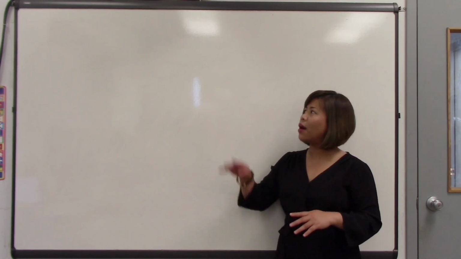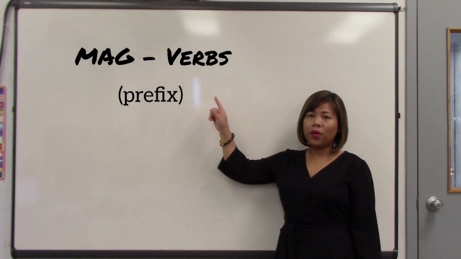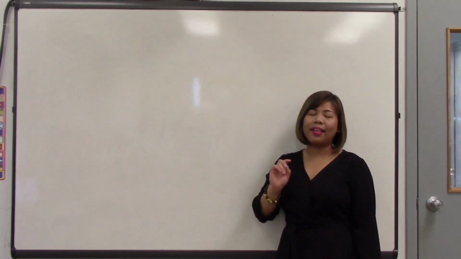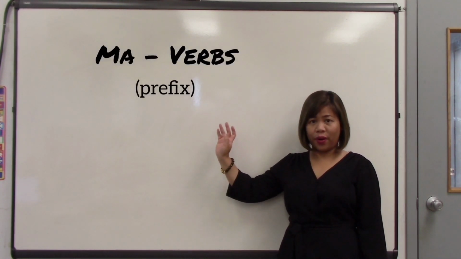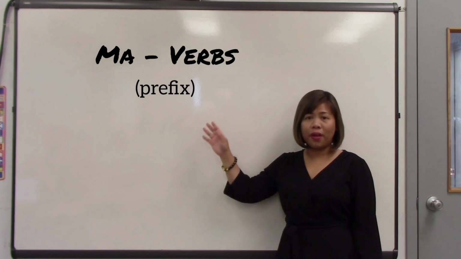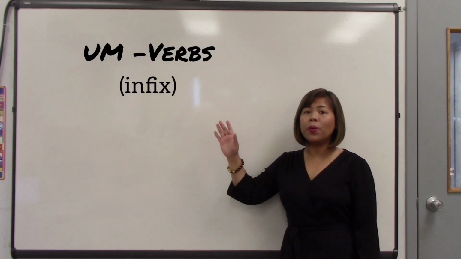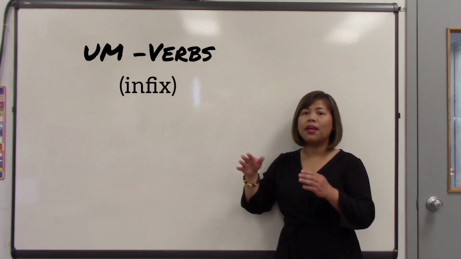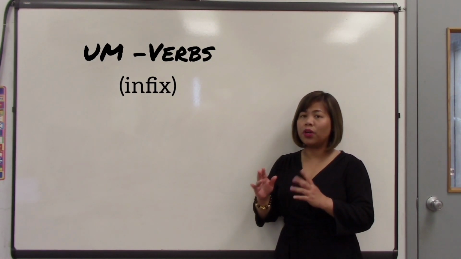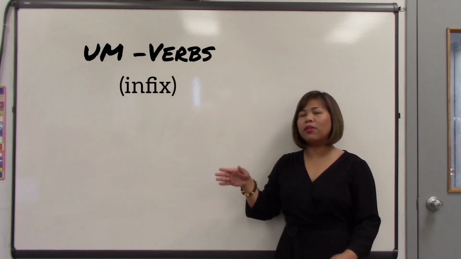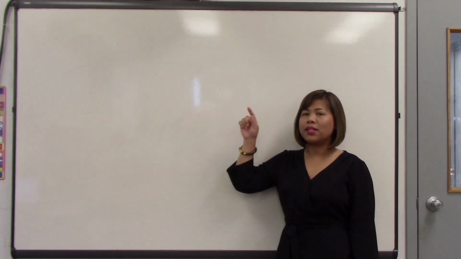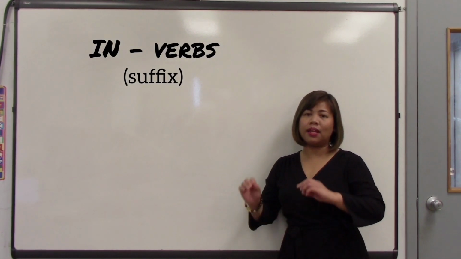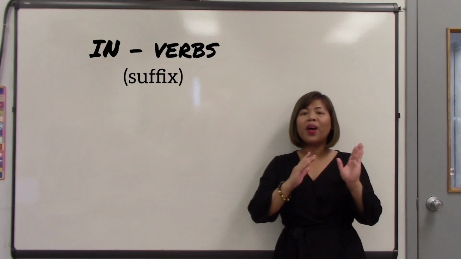So the first one that we are going to discuss is the mag verb. Mag is a prefix. Then there's the ma verbs. Ma is a prefix as well. There's the um verbs, and um is an infix. It means it is found in the middle of the word, or it is added in the middle of the word. And also there's an in verb. In is a suffix. It means it is found at the end part of the verb.